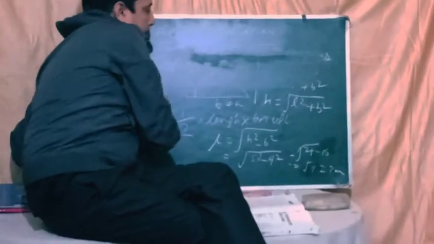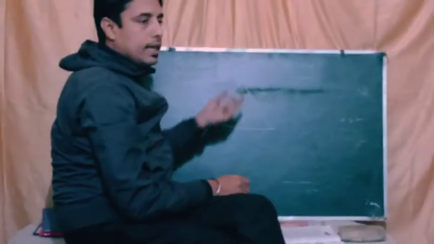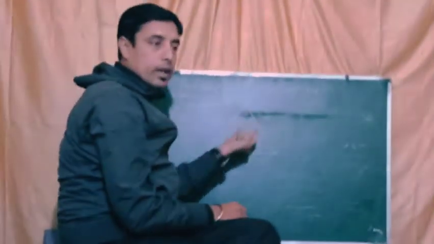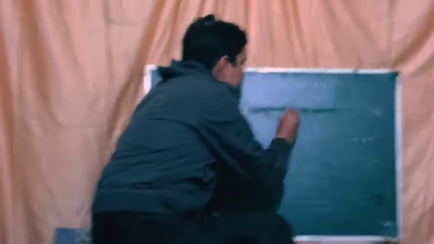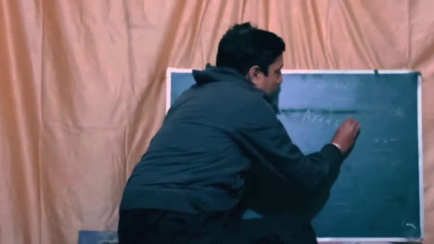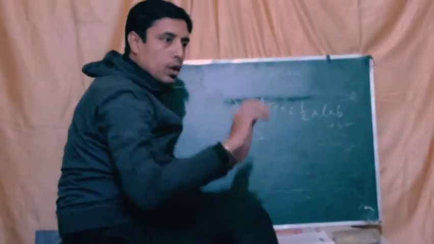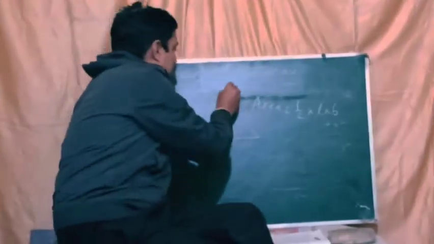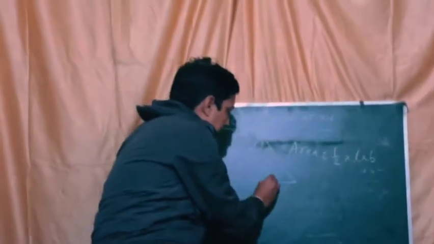Now suppose the triangles are classified by sides, like isosceles, equilateral or scalene. Then the area of the triangle is 1 by 2 into base into height, same, nothing changed. But here you have to find this, which would be the height of the triangle.